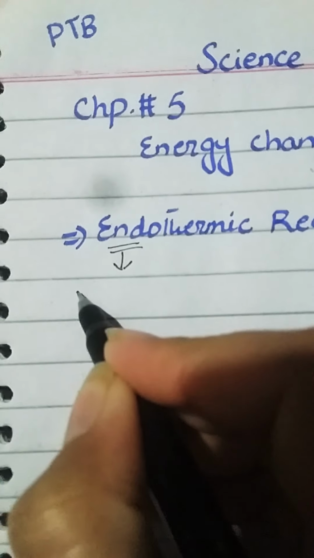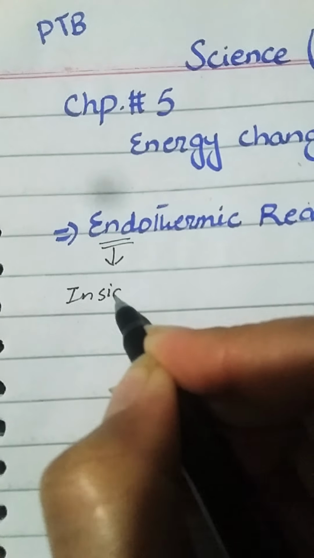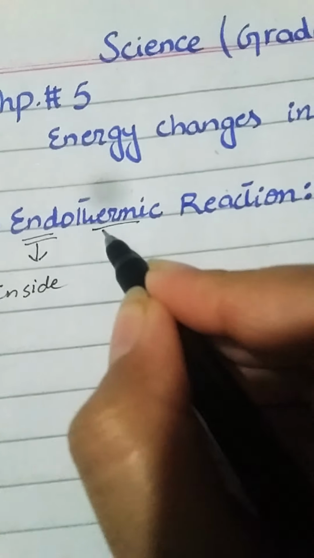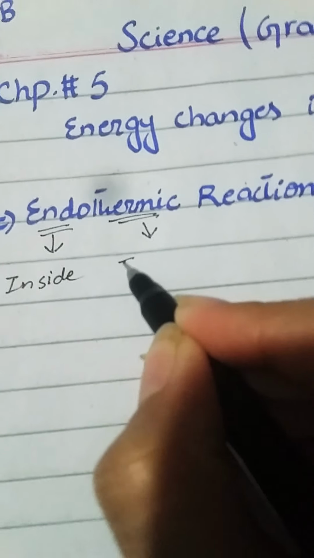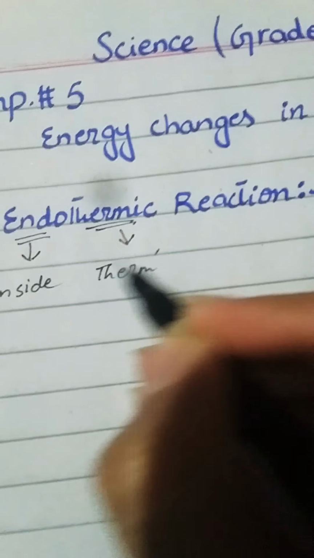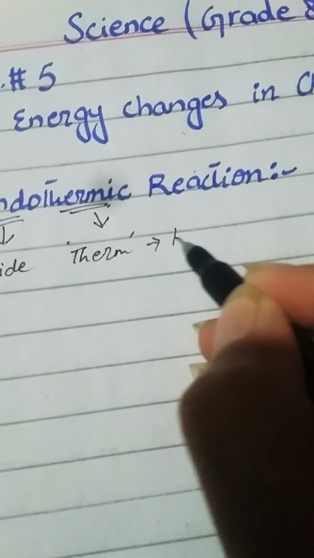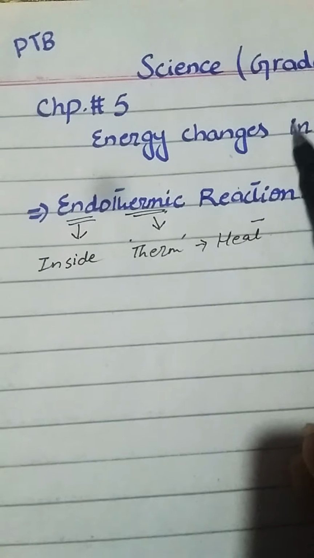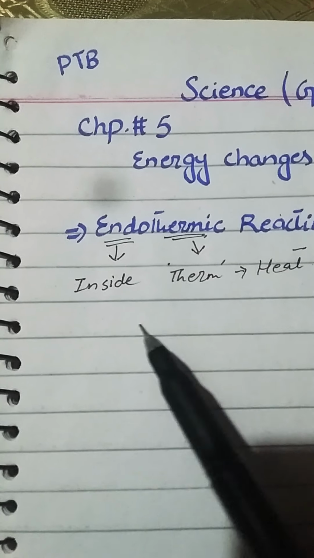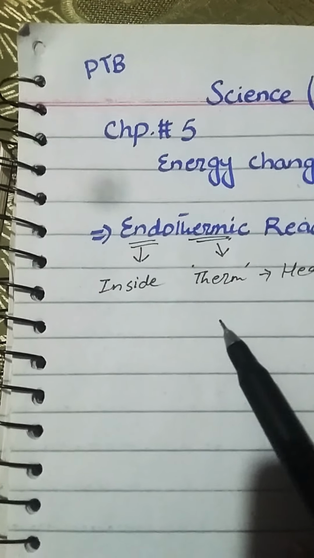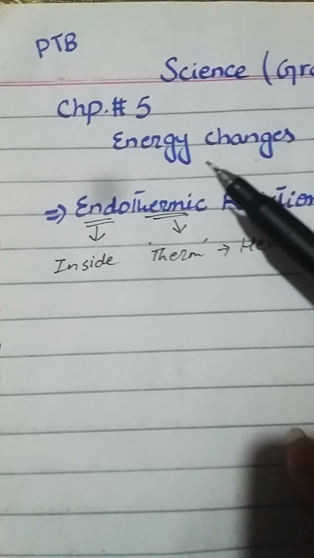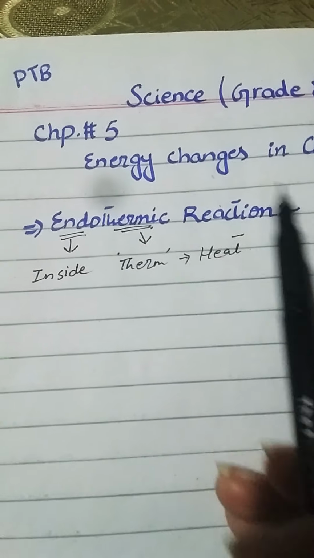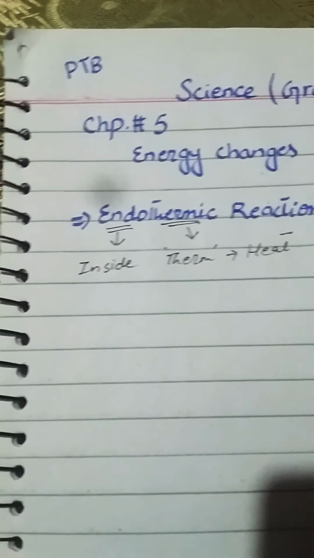As the name shows, endo means inside, and the thermic word is from the word therm, that means heat. So endothermic reactions, as their name shows, are the reactions in which heat is given or heat goes inside a reaction. That type of reactions are called endothermic reactions.